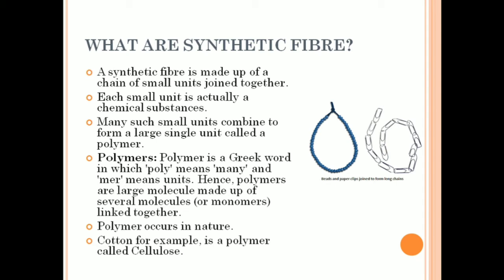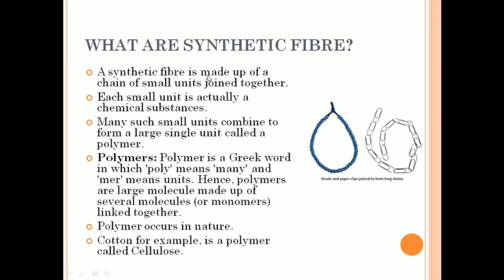Before explaining what is synthetic fiber, carefully look at the picture. What it is? A bead chain, right? And it is a paperclip chain. Now the purpose of showing this picture is that synthetic fibers are made by joining small units of a chain. It is a chain of small units. Let's see what is synthetic fiber. A synthetic fiber is made up of a chain of small units joined together. How are the synthetic fibers made? They are made by joining small units and forming a chain. A chain of small units is formed by joining them together. So this is how synthetic fibers are made.